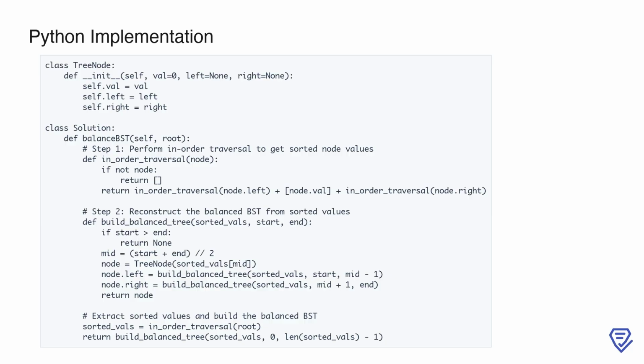The algorithm has a time complexity of O(n), where n is the number of nodes, as both the in-order traversal and the tree reconstruction involve visiting each node once. The space complexity is O(n), due to the storage requirements of the sorted list and the recursion stack during tree reconstruction. Overall, this solution is efficient, concise, and adheres to the problem's constraints and requirements.